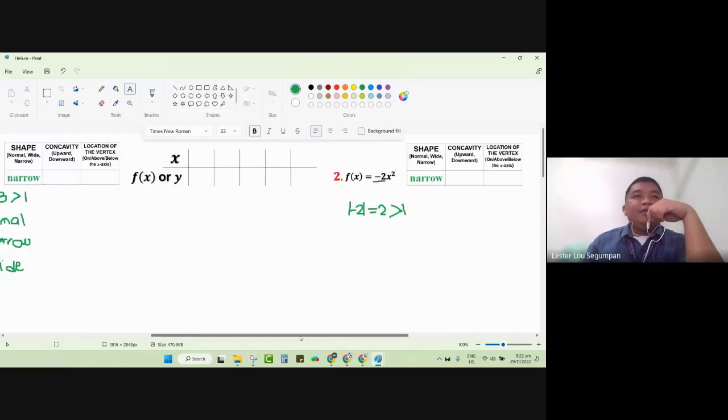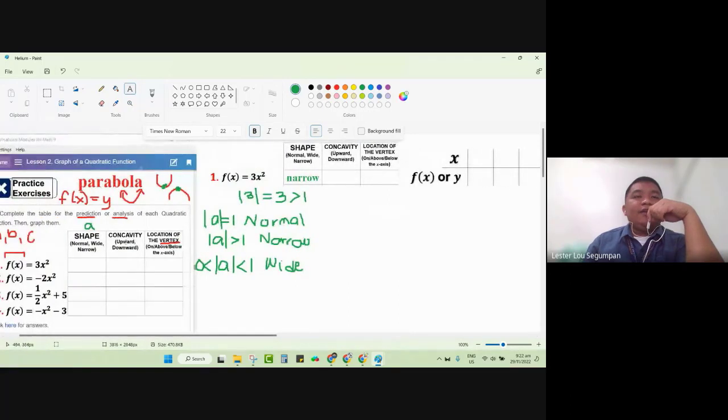So let's proceed to the second item, concavity. Concavity will also focus on the a coefficient. Okay? Concavity allows us to declare the direction of the opening of the parabola, whether it is opening upward just like this, or whether it's opening downward just like this.